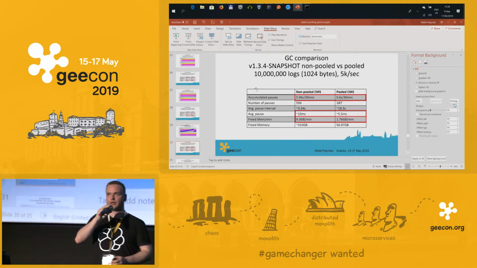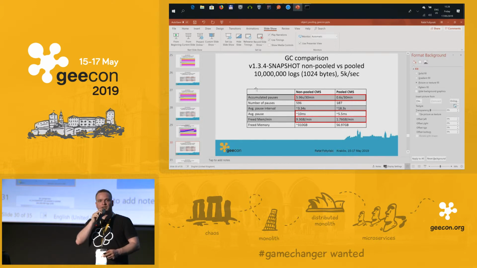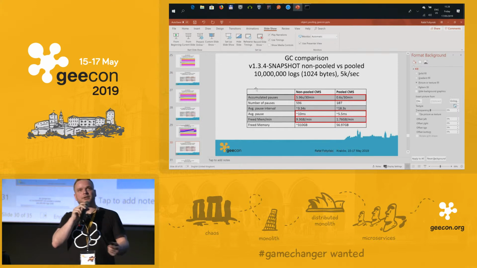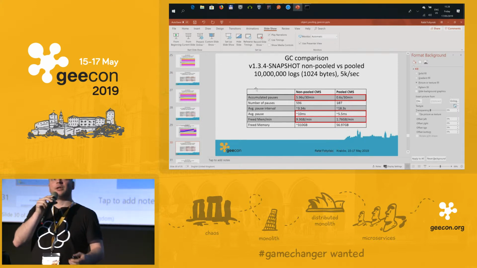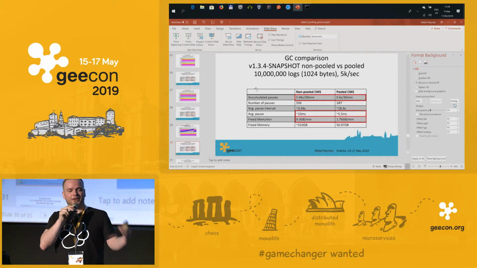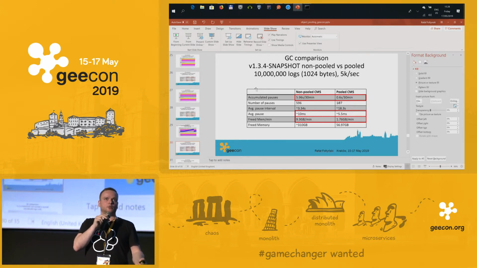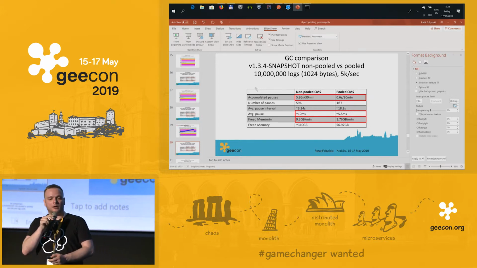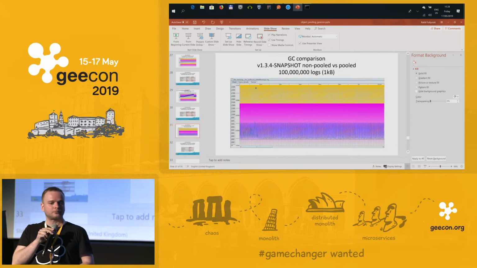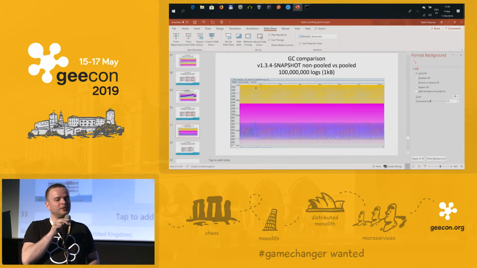Which meant that if I increase the traffic or increase the log size, the application will eventually run into a situation where it will have huge problem with removing the garbage. And I decided to scale up even more.